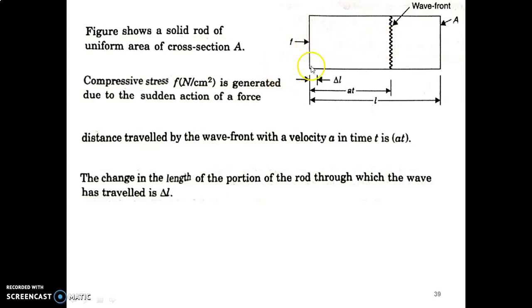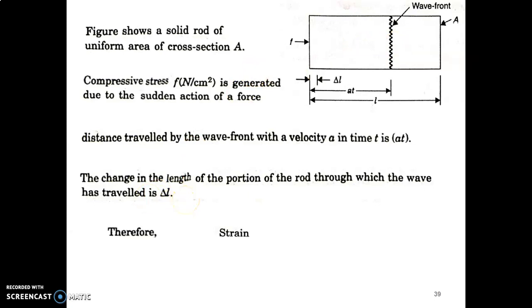But there is a change in length of the portion of the rod. The rod length has been decreased after the application of this stress. So the change in length is delta L. Delta L is reduced from small l. So the length becomes L minus delta L, which is the final length of the rod after the propagation of the wave. So that's why it is called a compressive wave.